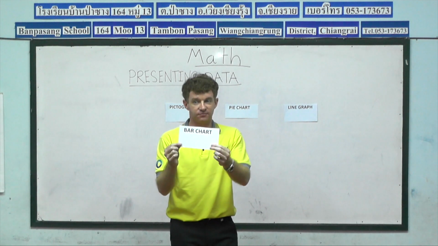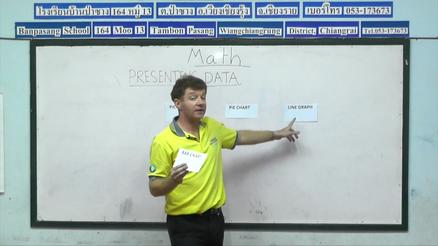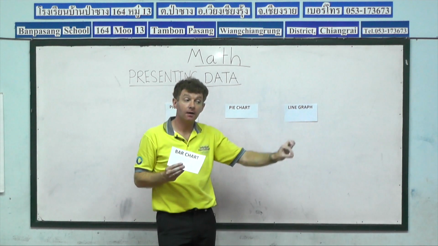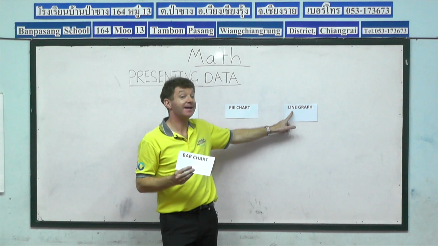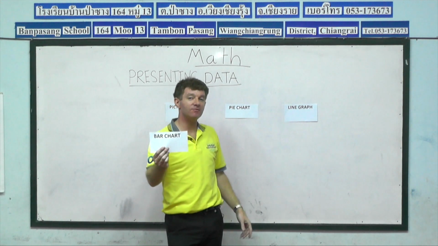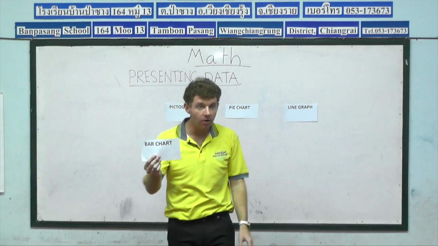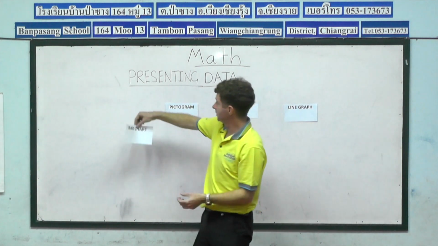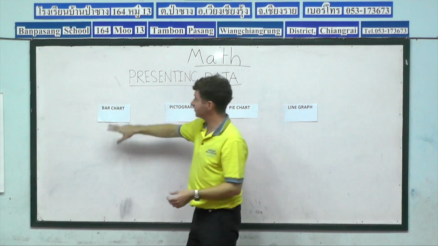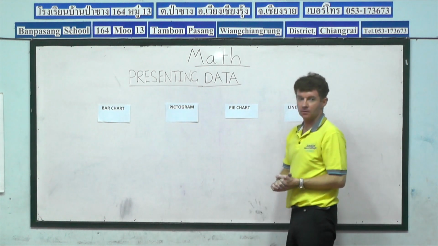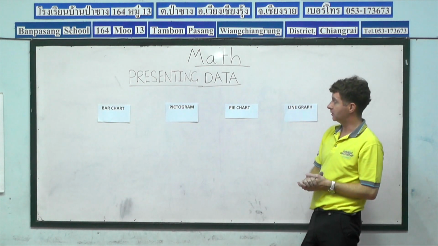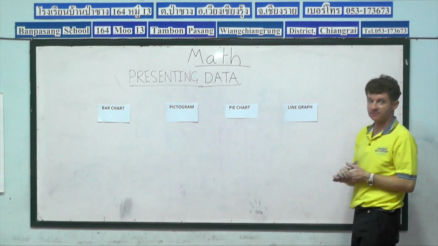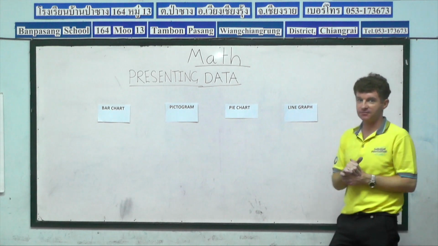Bar graph. Okay, not quite the same as a line graph. A line graph uses lines. What does a bar graph use? Bars. Remember the different colored bars that went straight up? So one final time, guys, bar chart or bar graph, pictogram, pie chart, line graph.